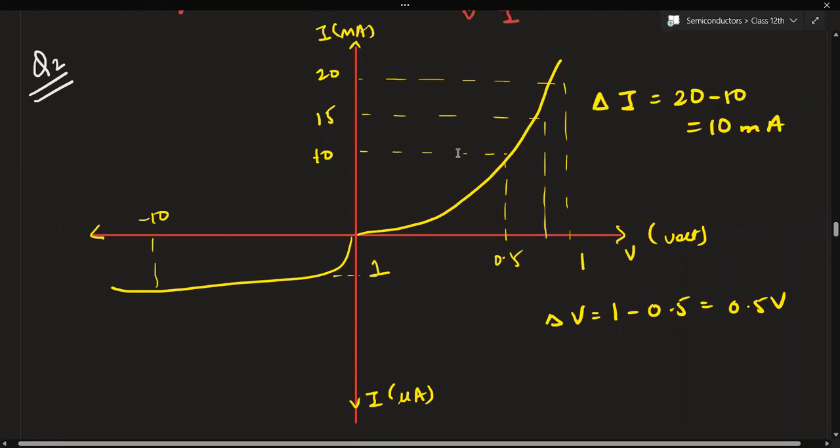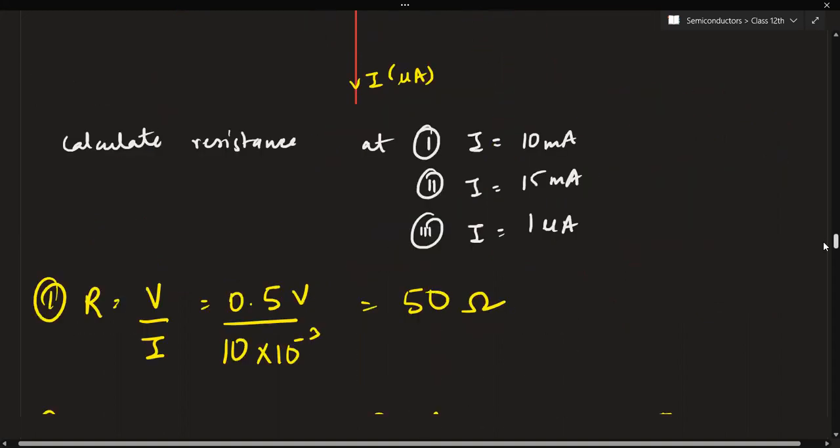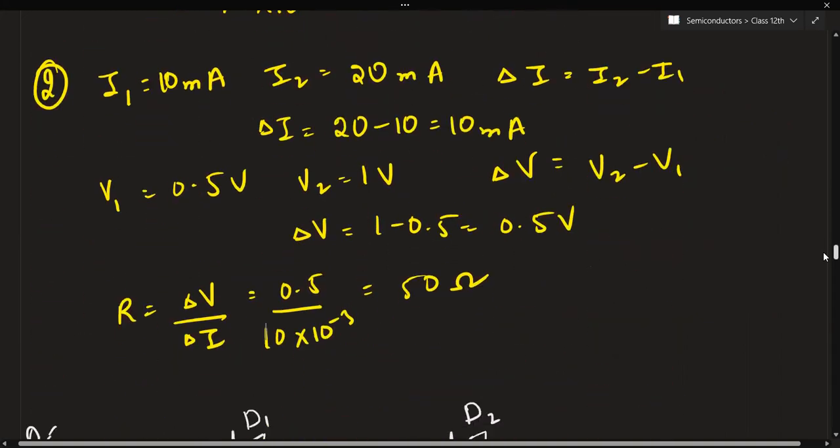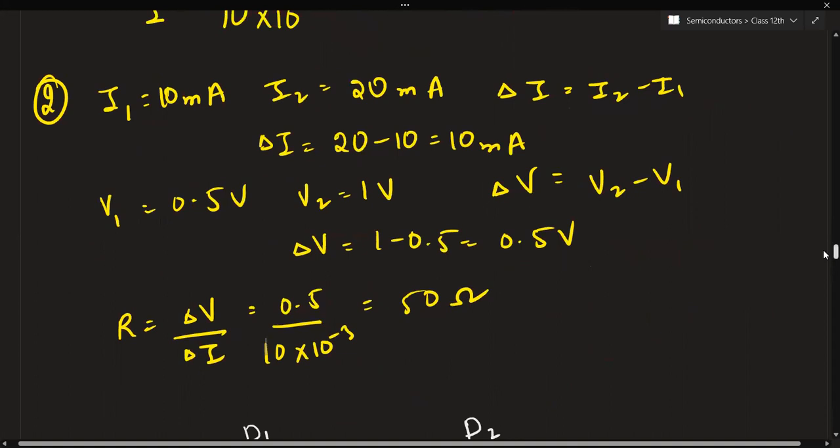By just looking at the graph also, you should be able to predict whether the graph has been plotted for forward biasing or reverse biasing. Here it was given in milliamperes. Now this is given in microamperes. So now current is given as 1 microampere, for which you can see the voltage is 10 volts. So look here, 10 volt is given, 1 microampere is given. Resistance has to be now calculated.